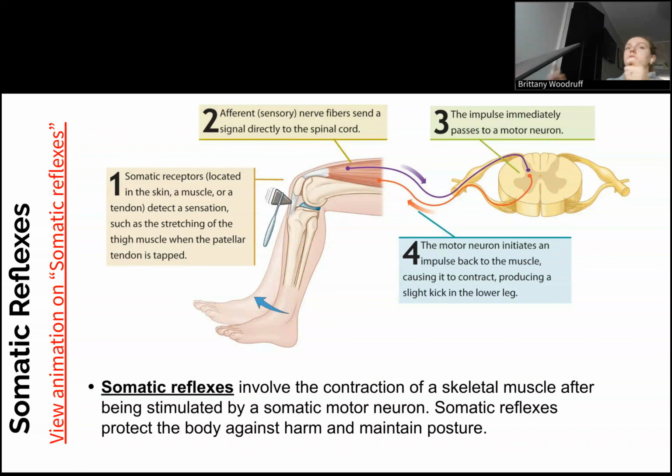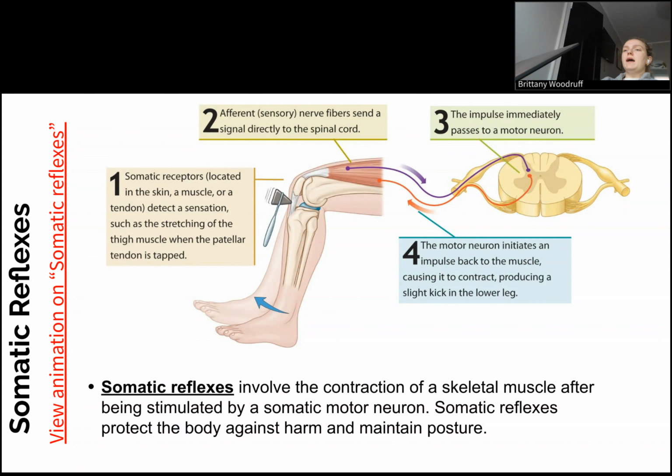So looking at somatic reflexes to start, for example, your knee jerk reflex. If the doctor takes a hammer and taps what's called your patellar tendon, a tendon underneath your kneecap, your kneecap is going to be pulled down. When it gets pulled down, it's going to pull on that quadriceps muscle.